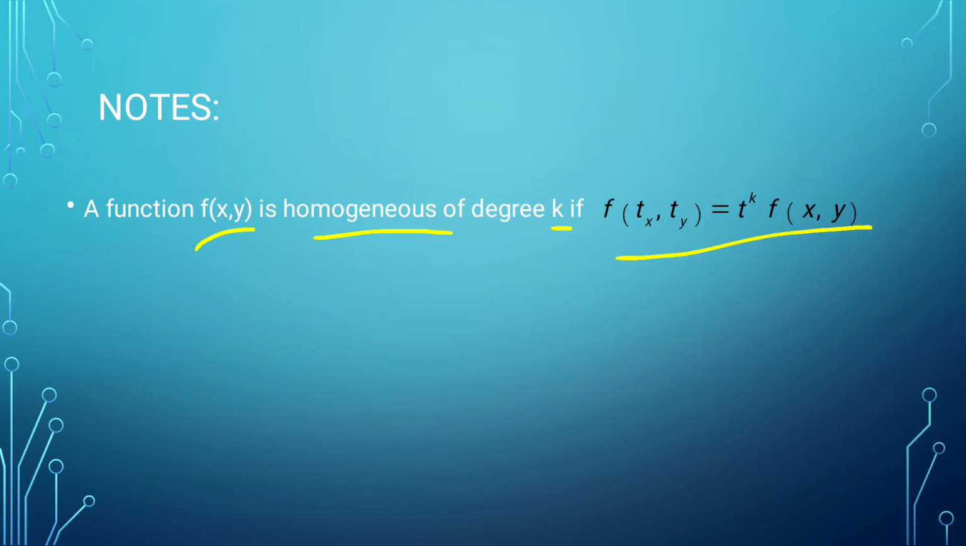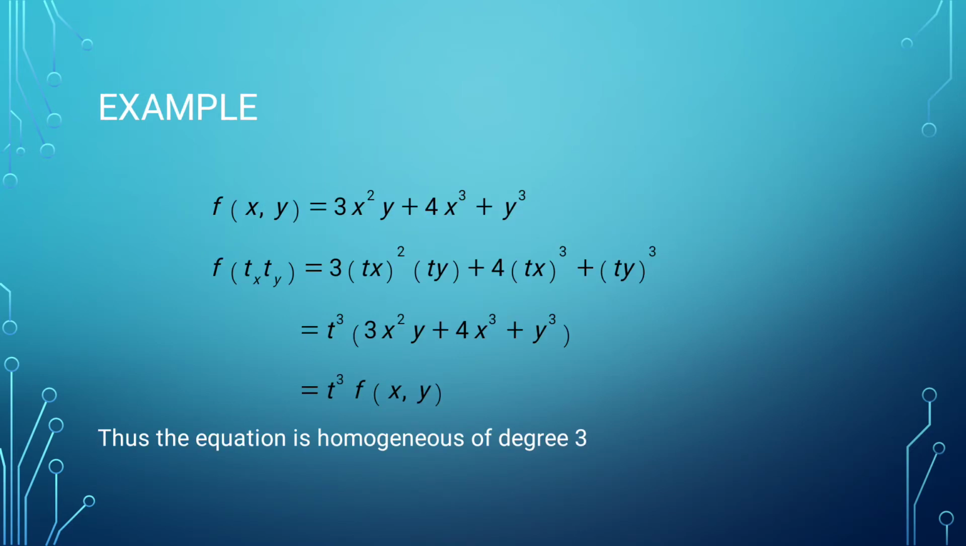So if you can express that function from this side to this side, and it can be explained that way, you'll say it is of degree k. You can see t to the power k, and that k is the degree. So we can demonstrate this with an example.